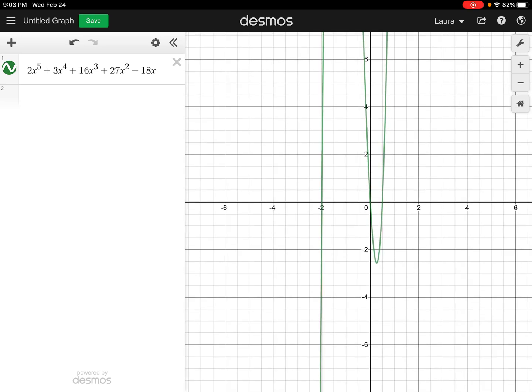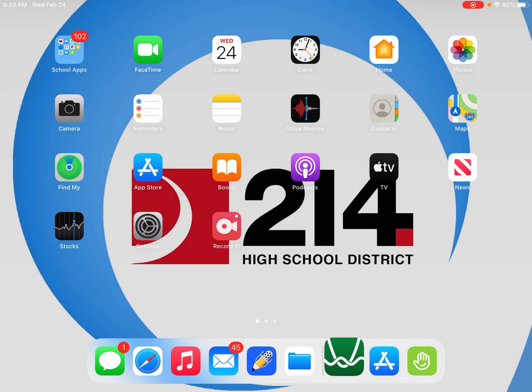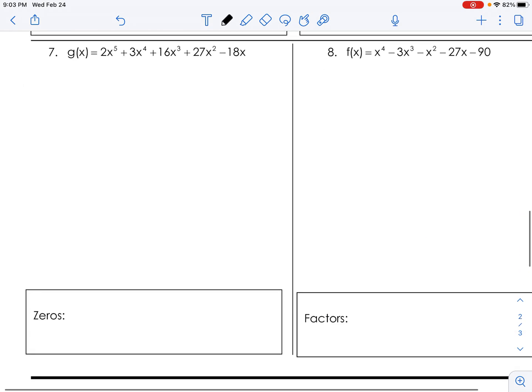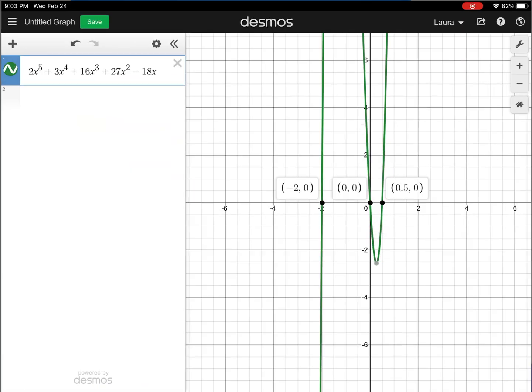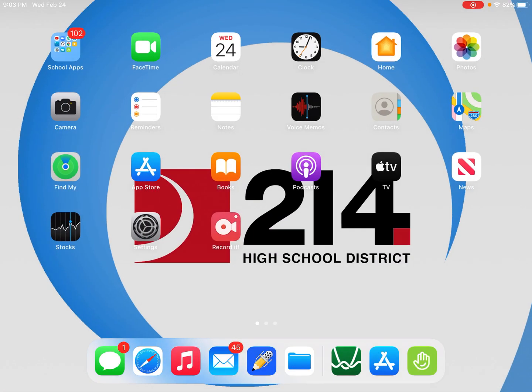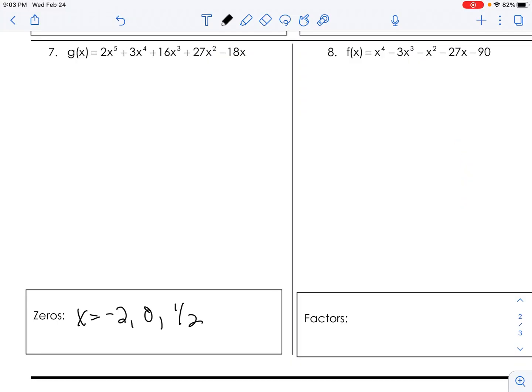All right, what have we got from Desmos? We have a 0 at negative 2, 0, and a half. That means we found 3 of the zeros. But this is a quintic, so there are 5 zeros. So we're missing 2. So x equals negative 2, 0, and a half. Was that a positive 1/2 or a negative 1/2? I can't even remember. Positive 1/2. Okay. We're going to have to use those to reduce the polynomial.